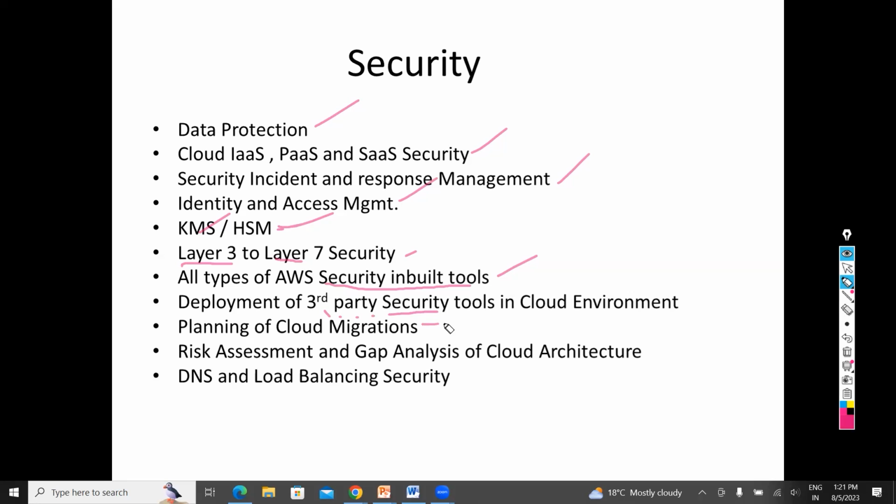Again, from the security side, what things you need to cover, in which SDLC phases security needs to be joined for these migrations, what things you have to identify in terms of risk assessments and gap analysis of the cloud architecture in terms of security. We will cover DNS and load balancing security.